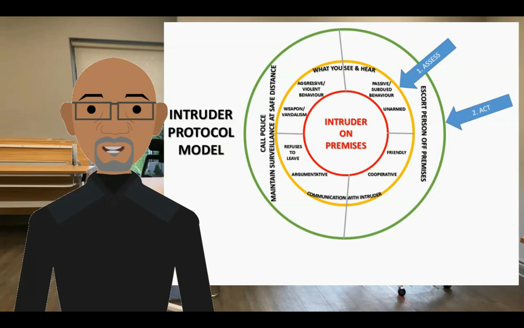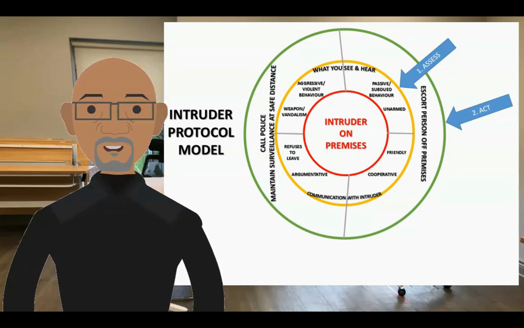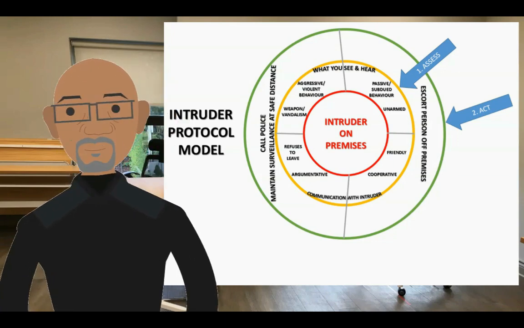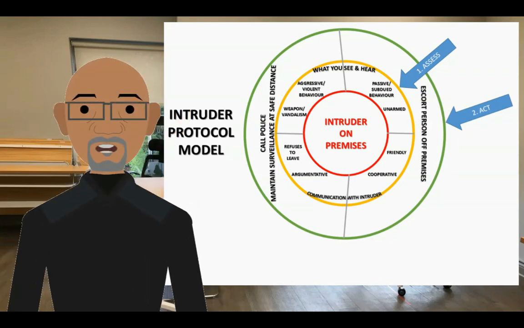The second step of the protocol is to act. Based on your observation of the intruder, determine if they pose an immediate threat to you or others on the premises. If they do pose a threat or exhibit violent behavior, notify police. Do not approach while maintaining surveillance of them at all times until the police arrive. Monitor and note the activity of the intruder, their location, what they may be doing, and their description.